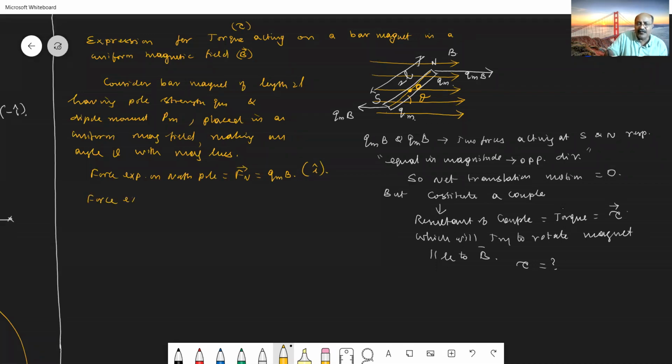Similarly, I can write the force experienced on the South Pole. What is the force experienced on the South Pole? Fs vector, which is again QM into B. It is acting in the direction opposite to that of the magnetic field. Opposite to that of the magnetic field is the minus x-axis, so minus of i cap.